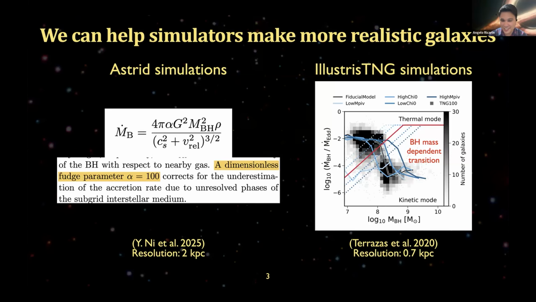And in the case of IllustrisTNG, they have this model for feedback, a thermal mode from radiation and a kinetic mode from jets. And there's a transition here which has this awkward mass dependence that we don't expect to come out of, say, GRMHD. But they need this in order to quench galaxies, that is, reduce their star formation rates efficiently, suggesting that there's some sort of missing physics on some scale that needs to be better understood.